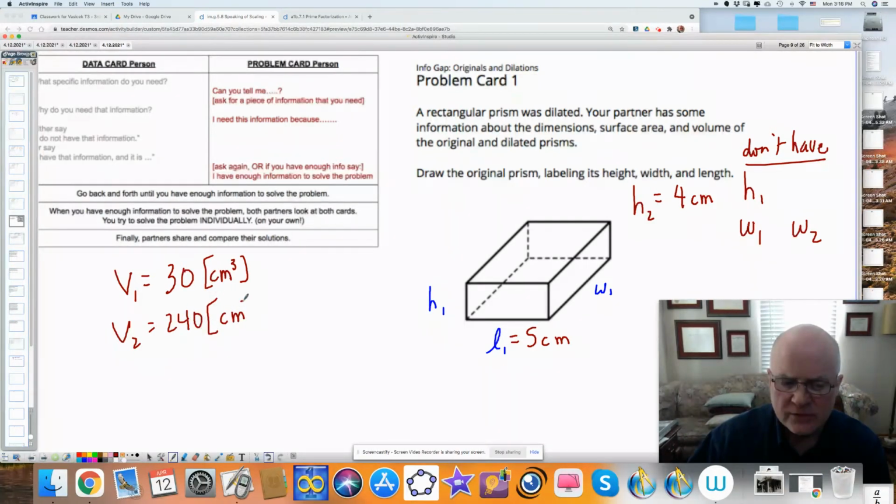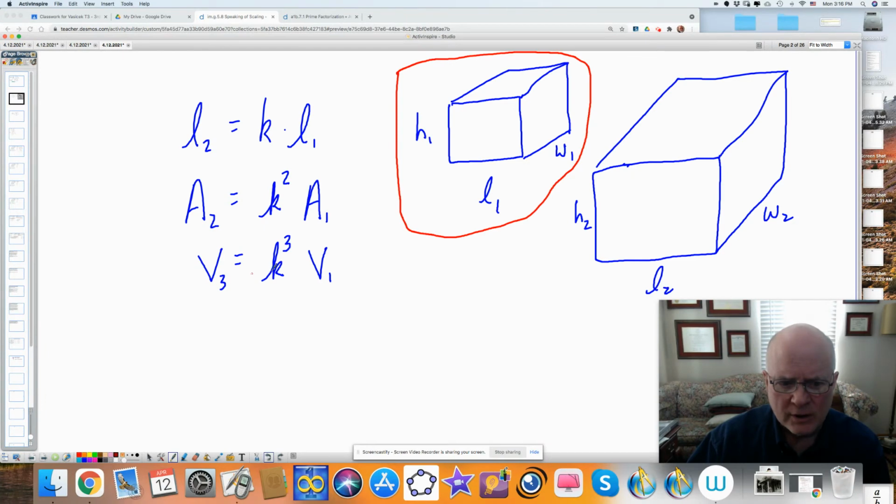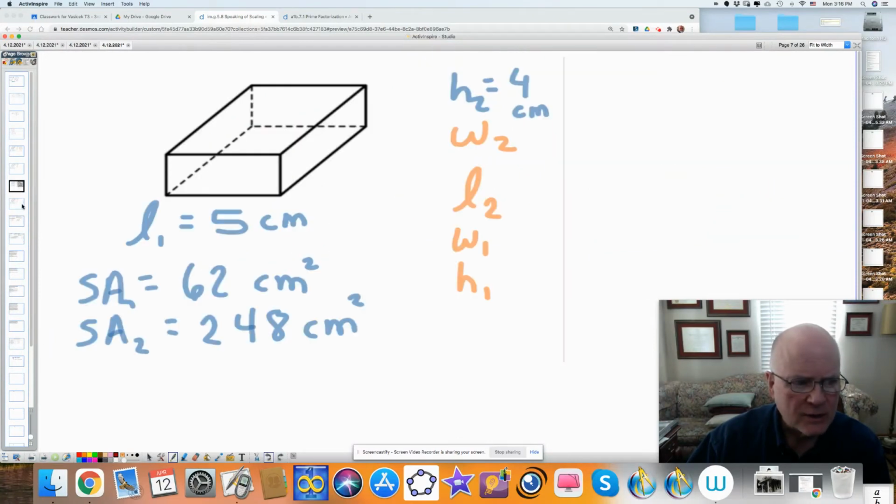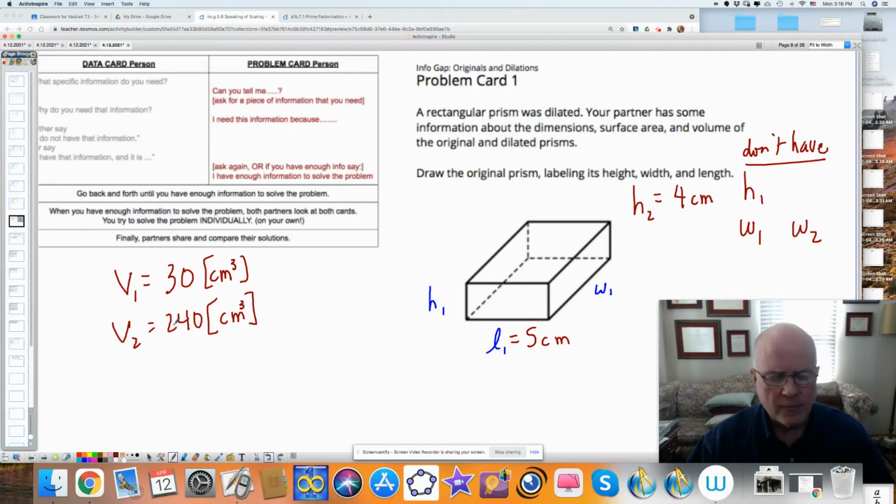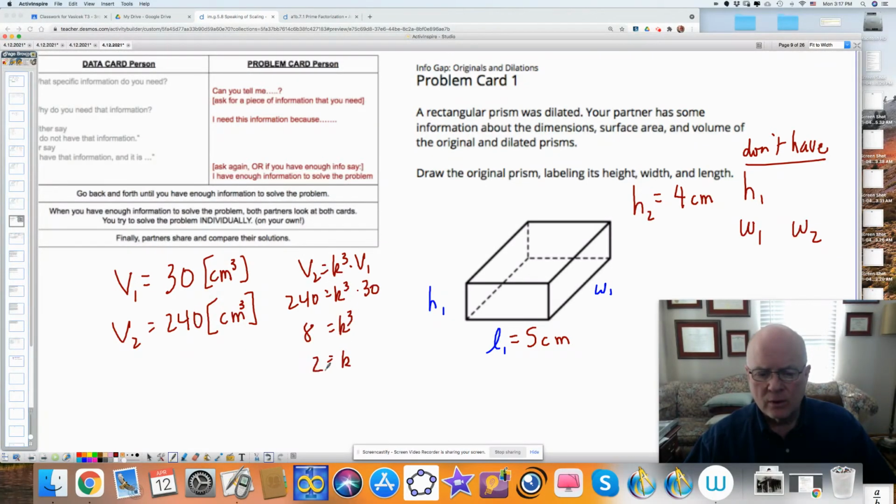And how can I use this information to find the volume of the figure I'm looking for? Well, if I use my formula here, then I could find the scale factor. And that's what we'll do. So my formula is volume 2 is equal to k cubed times volume 1. 240 is equal to k cubed times 30. Divide both sides by 30. 8 is equal to k cubed. K is 2. Well, that's good.